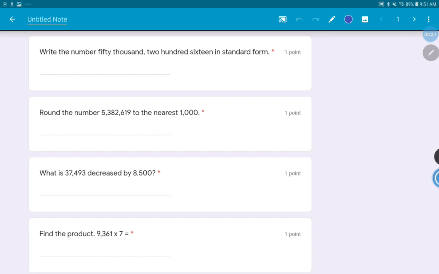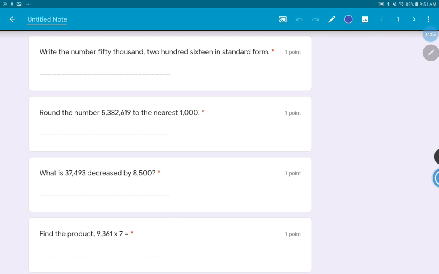All right. Next, we had to write the number 50,216 in standard form. What does standard form mean, Ansley? Like standard way of writing. Yeah, just the standard regular way of writing numbers. So how would we write that number?